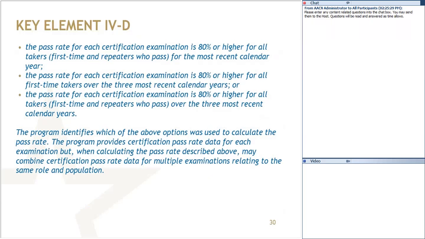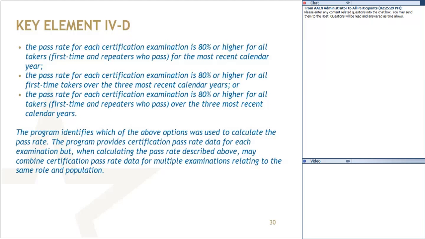Like we saw before, we also have the third and fourth bullet points. With the third and fourth bullet points, we're looking at everyone who took the exam over the past three years. So with the third bullet point, if the first-time pass rate is 80% or higher over the most recent three calendar years, then there is compliance. The last bullet tells us that if the pass rate is 80% or higher for all takers, that's individuals who passed the first time, as well as anyone who repeated the exam and passed, if that rate is 80% or higher over the three most recent calendar years, then there is compliance.